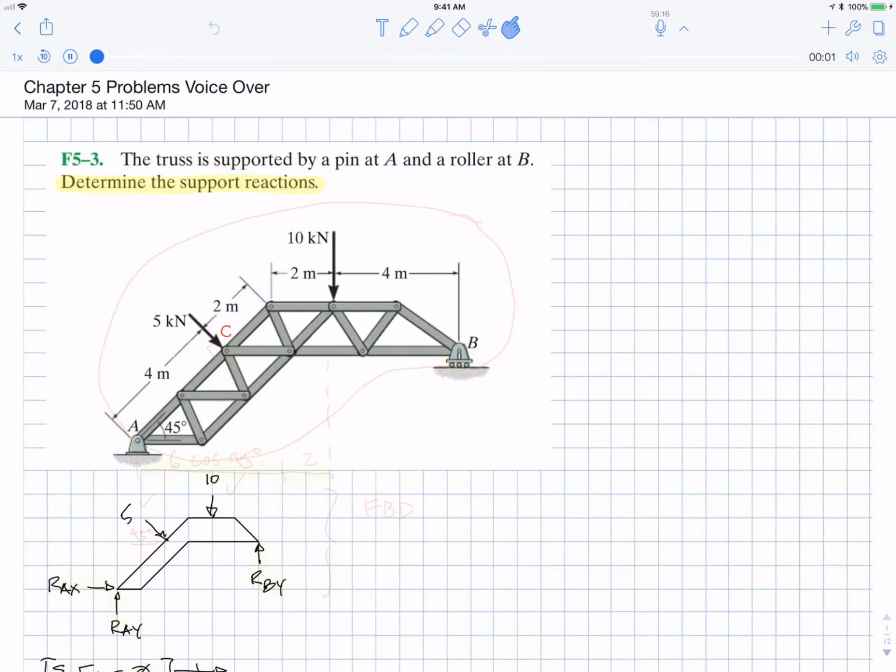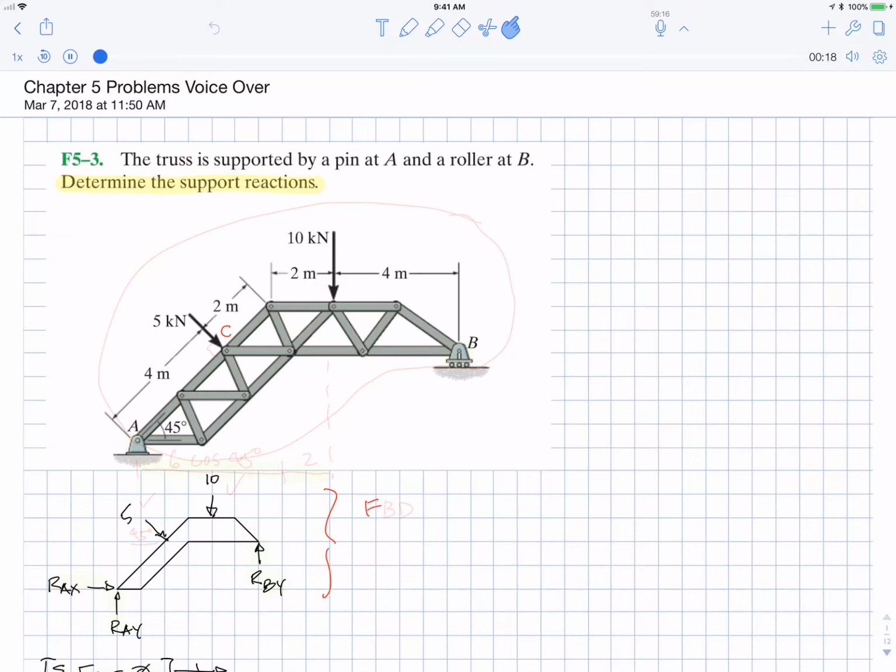I've solved a bunch of problems from chapter 5 and I've posted these solutions up there. And what I'll do in these videos is just walk you through what I did. So this is fundamental problem 5.3 and I've drawn the free body diagram right here.